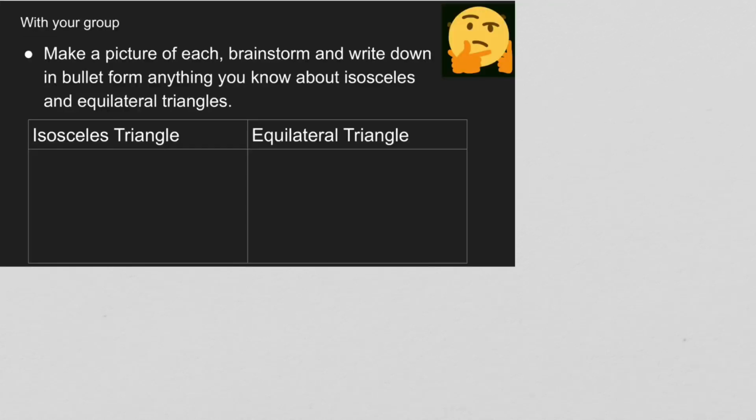All right, so we're finally going to start our ELR 4.5. So in class, even though you're not going to be here, I'm going to ask each group to brainstorm and write down anything that they know about isosceles and equilateral triangles. You could go ahead if you'd like to do that, pause it, and then we're just going to get started.